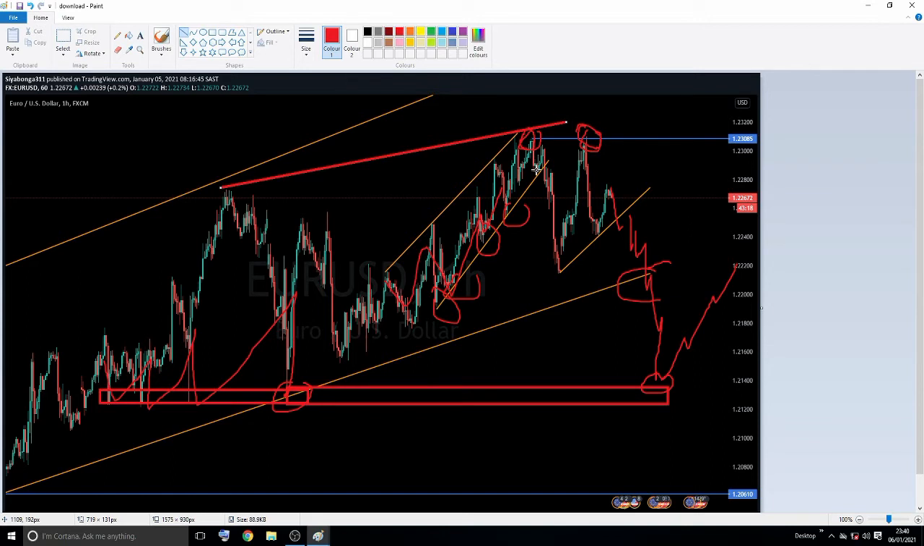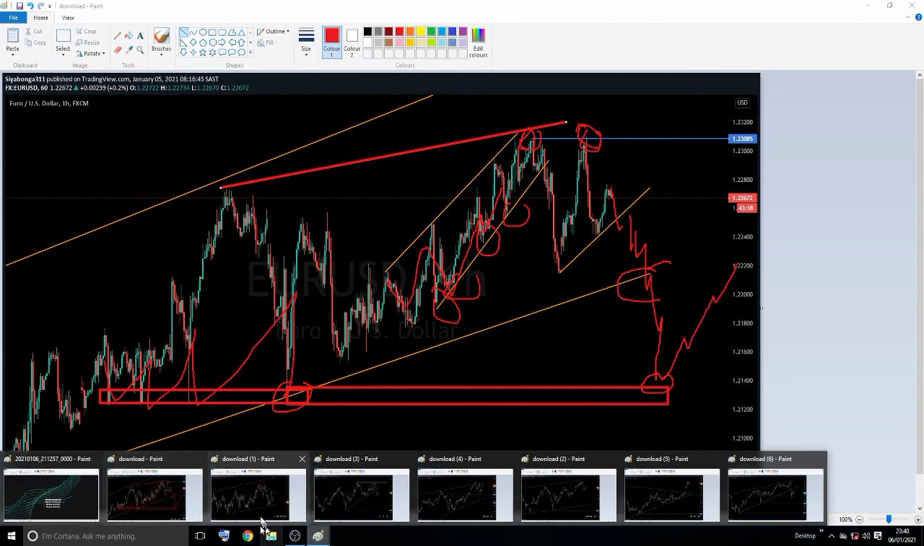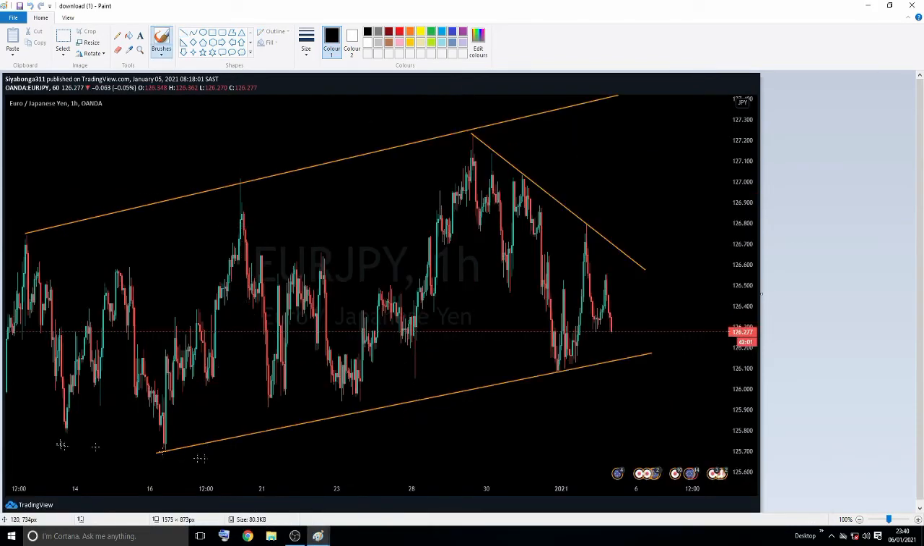So let's check another picture and see. Again, you see we have a trend line inside trend lines. We have bigger trend lines, and then we have another trend line here.